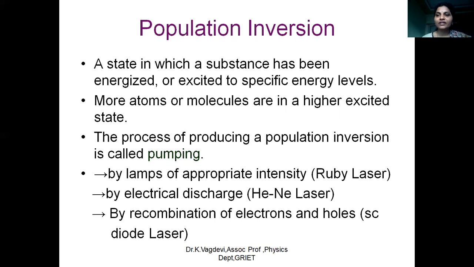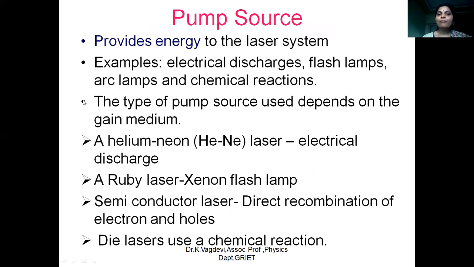Semiconductors we have already discussed in the third unit of optoelectronics. So in this unit we are going to discuss the ruby laser and the helium neon laser. Pump source is nothing but pumping, where we need to provide energy to the laser system. Electrical discharges, flash lamps, arc lamps and chemical reactions are a few of the pump sources. The type of pump source depends on the gain medium, means the material from which we are getting the laser as an output.